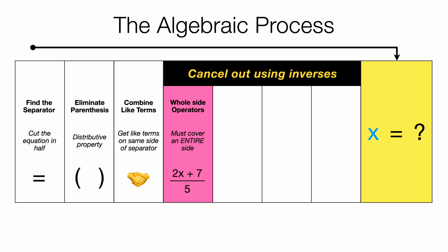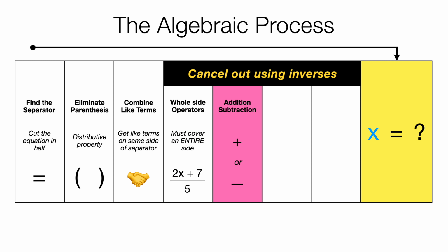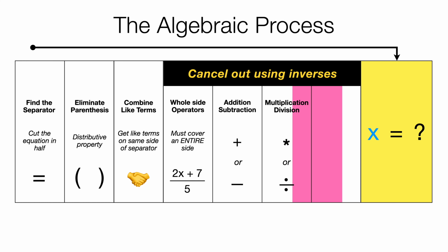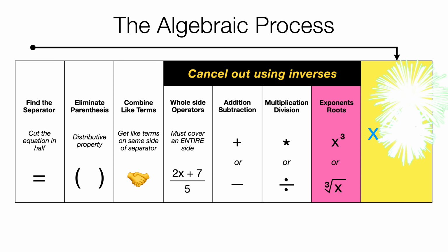Once you've canceled out all whole side operators, you're going to move forward and cancel out any addition or subtraction. Once you've canceled that out, move on. You're going to cancel out any multiplication or division. And your last step here is you're going to cancel out any exponents, which would look like that, or any roots. Once you have done that, you should be right here where x equals some number, and you have finished the algebraic process.